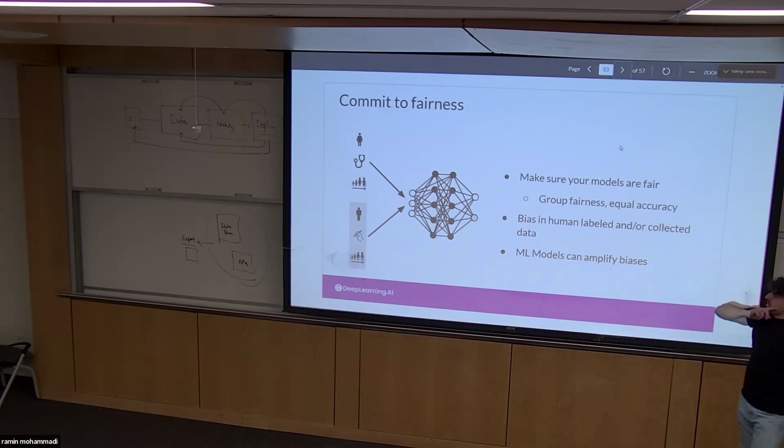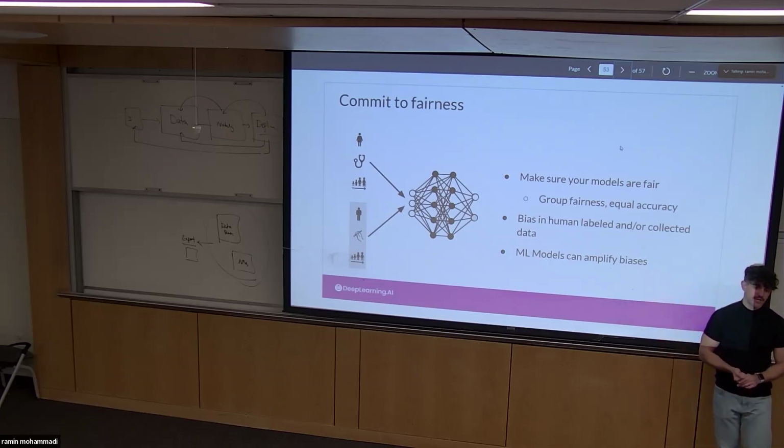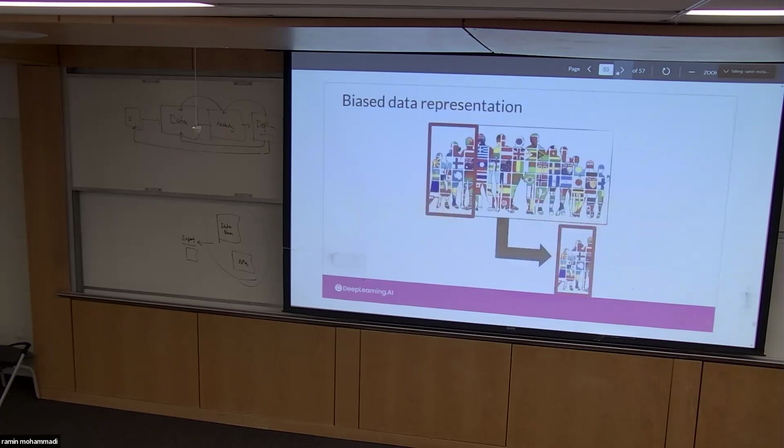Just always remember that bias in human labeling and data collection always exists. Data comes from some human, or someone collected that data, someone labeled it, so you will find some bias there. Also, ML models can amplify biases. If the bias is in the data, the ML model will learn it and amplify it. I'm going to iterate on that in a bit.